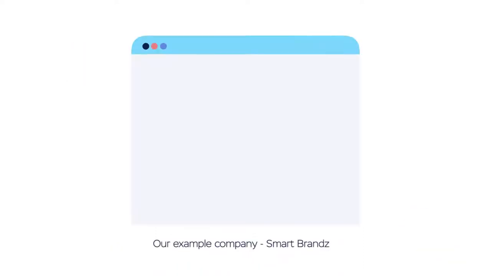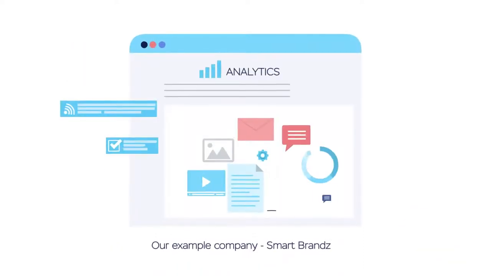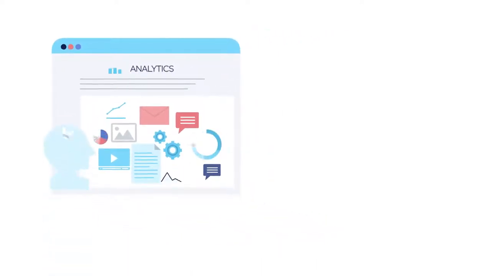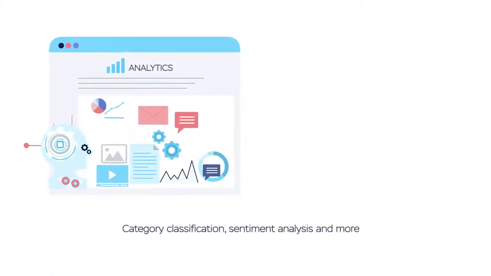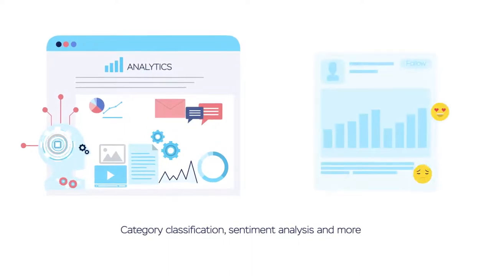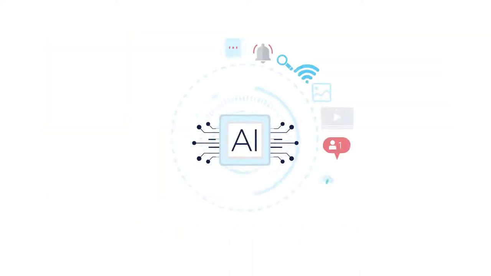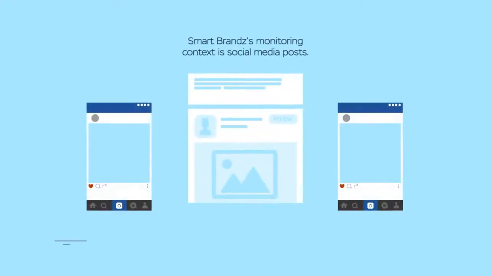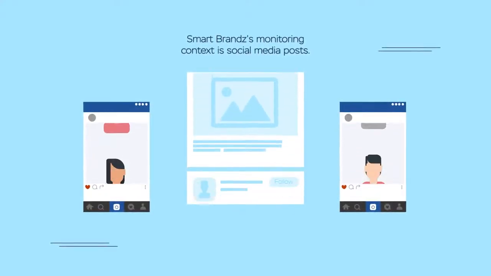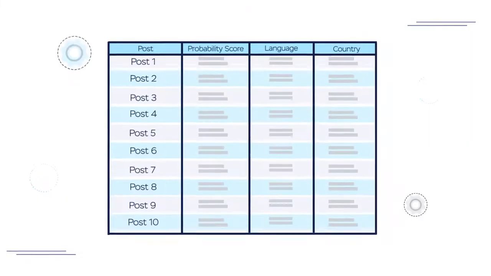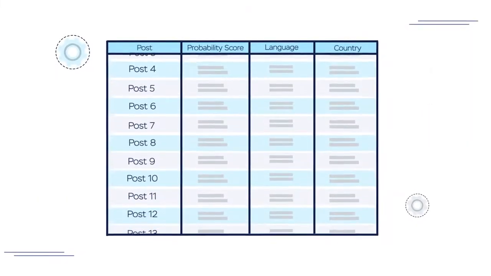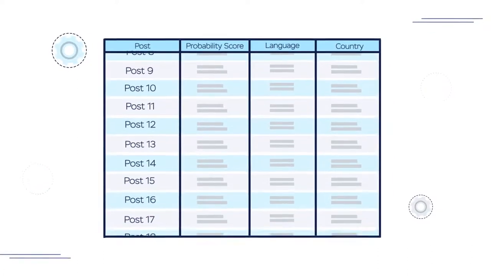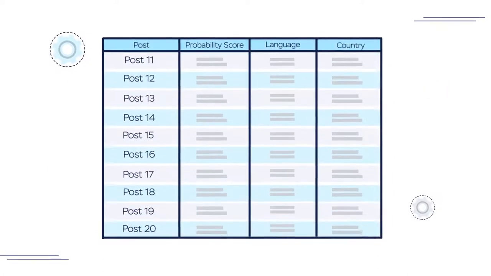Our example company, Smart Brands, provides analytics on social media posts. To do so, Smart Brands uses AI models for category classification, sentiment analysis, and more. Each run of the AI system is on a specific post. Therefore, Smart Brands' monitoring context is social media posts, and all the monitoring data collected from Smart Brands' system are tied to specific posts. Note, Mona does not receive the actual social media post.